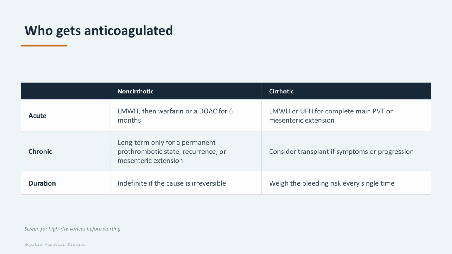In chronic non-cirrhotic thrombosis, long-term anticoagulation is reserved for a permanent prothrombotic state, for recurrent thrombosis, or for extension into the mesenteric veins. In cirrhosis, consider transplant for symptoms or progression.